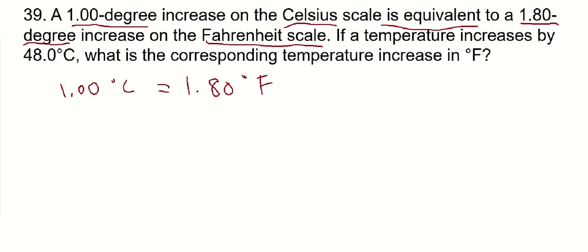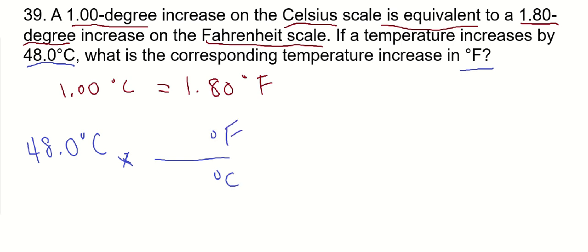We're going to use that somehow in our conversion factor to do whatever it's asking us to do. So if the temperature increases by, there we go, that's our beginning value, 48.0 degrees Celsius. I already know it's going to ask us for Fahrenheit. It is, and we are going to set up the conversion factor to cancel out Celsius and end up with Fahrenheit. Very straightforward problem.